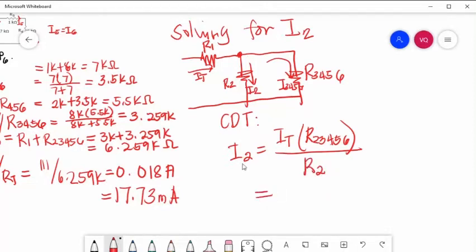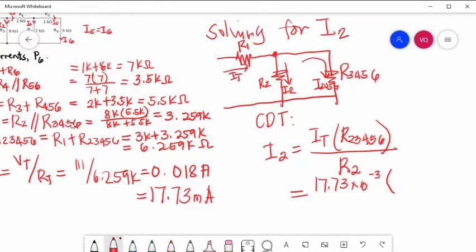So I2 is equal to 17.73 times 10 raised to negative 3 multiplied by R23456, which is 3.259 kilo ohm, divided by R2, which is equal to 8 kilo ohm.